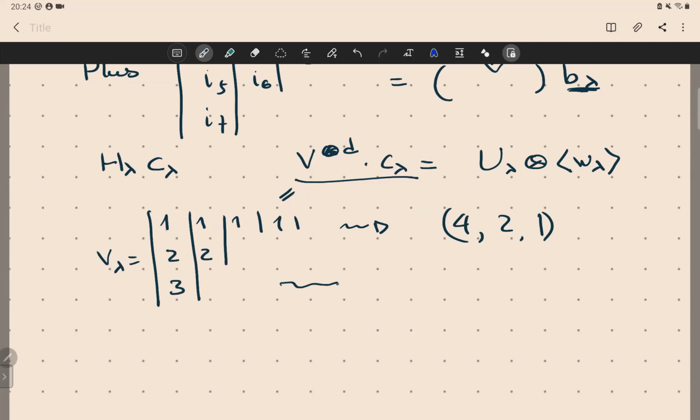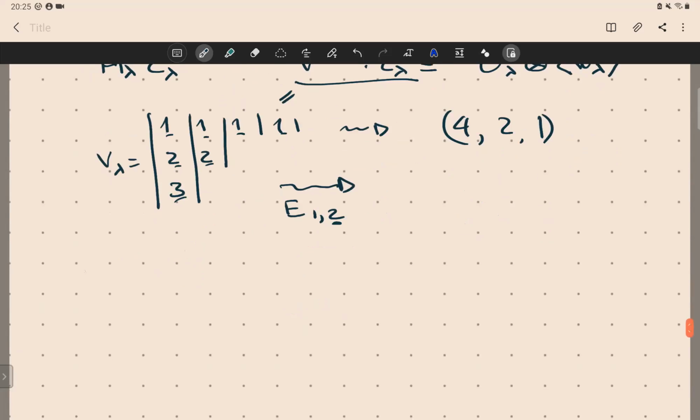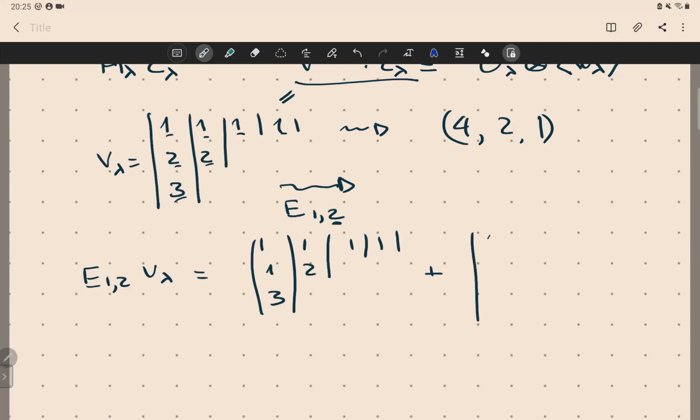And I claim that if I multiply this by any upper triangular matrix, I will get 0 out of it. And the way to see it is also very easy. Let me just do an example. So an example of an upper triangular matrix is E1,2. And what this matrix does is it will act on each one of these vectors by checking if the input is a 2, and it will produce a 1 as an output. And otherwise, you get 0. So E1,2 of this vector v lambda is the same vector, only one of the 2's has to be changed into a 1. And you have to do it in all possible ways.